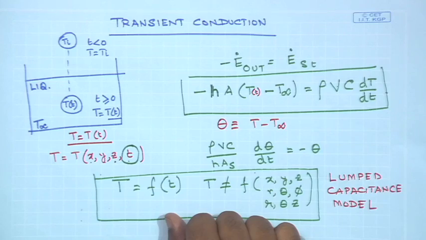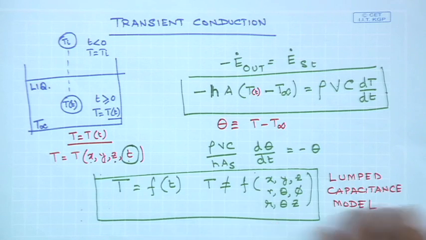Handling a situation in which the dependent variable, which is temperature in this case, is a function of 3 space coordinates as well as time, is difficult, and it would give rise to a partial differential equation which would require special techniques for their solution. However, one can make an assumption which would simplify the problem significantly.